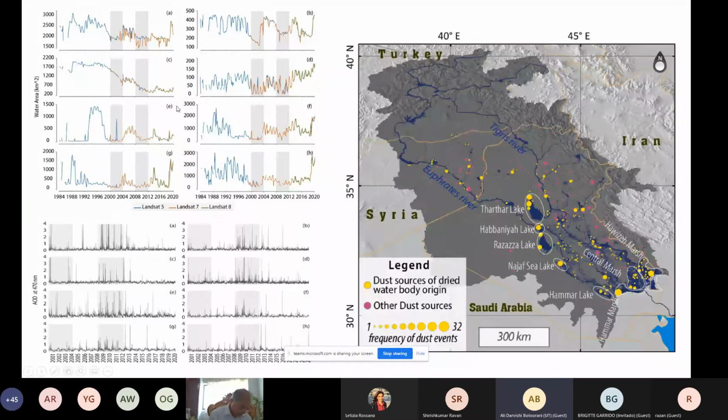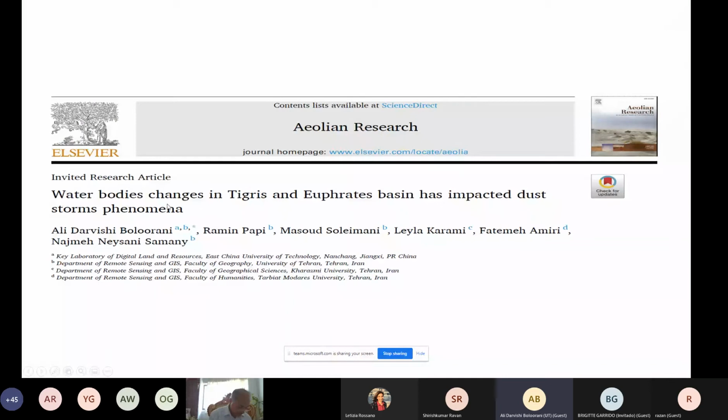where we have discriminated two different types of dust sources. Of arid water bodies origin, as you can see here in Mesopotamia and the Tigris and Euphrates basin, these yellow-colored dots show the types of dust that has been created in relation to the water decreasing trends during the last 40 years. You will find the results of this project in this published paper in Aeolian Research, Water Body Changes in Tigris and Euphrates.